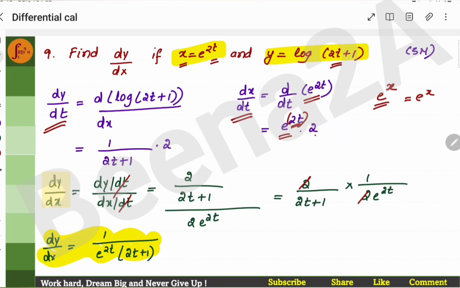2. Now you find dy by dx, which is nothing but dy by dt divided by dx by dt. dt and dt will get cancelled, so we'll get dy by dx. What is dy by dt? 2 by (2t plus 1). And what is dx by dt? 2 into e to the power 2t, right? And simplify, you will get the final expression.